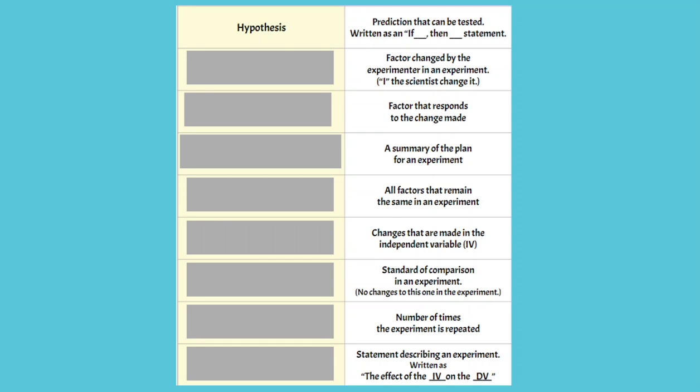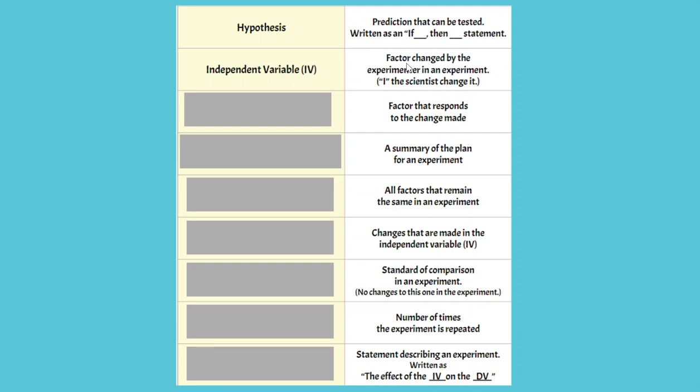Now you have to figure out whether this is the independent variable or the dependent variable. And the way a lot of people remember this is, if I'm doing an experiment and I make a decision to change something, I can stand for me and I can stand for independent. The factor that's changed by the experimenter is the independent variable.